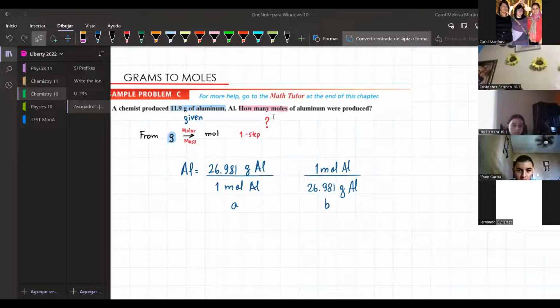So we start with the given. The given are 11.9 grams of aluminum. I place it over my invisible one that now becomes visible. And then I see I have grams in the top, so I need to write grams in the bottom. So what conversion do I have to use, A or B? B. 26.981 grams of aluminum.